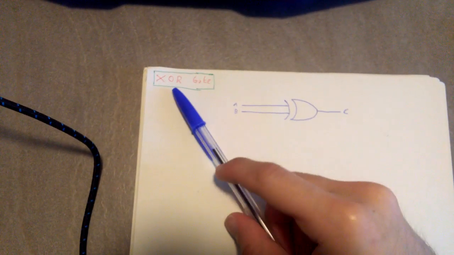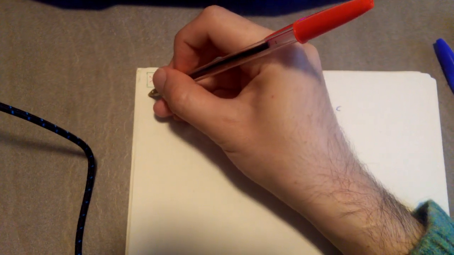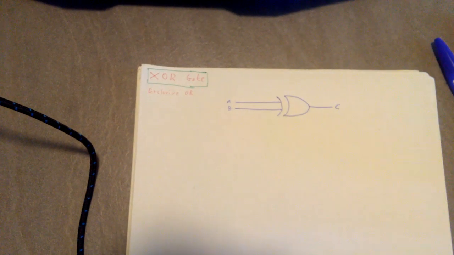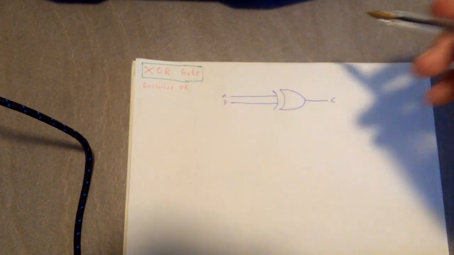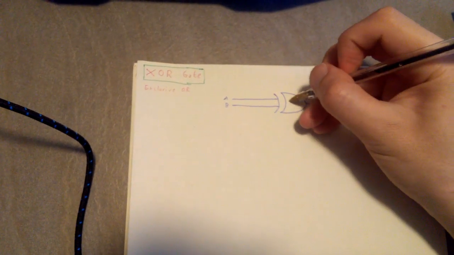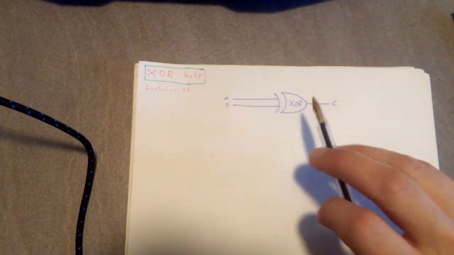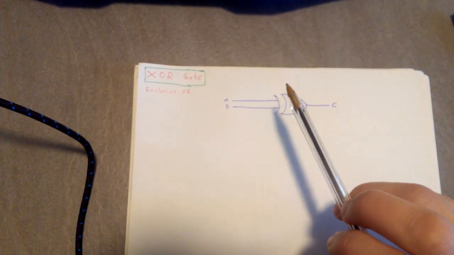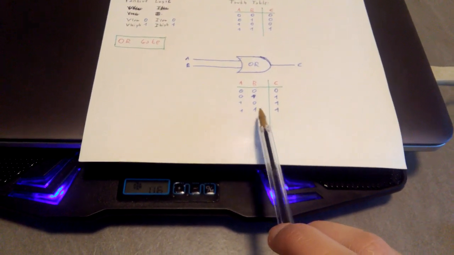Why do we call this one XOR? Well, XOR literally just means exclusive OR, which is pretty straightforward. It basically says, okay, this is just like the OR gate, except for the fact that it's exclusive, so it doesn't include the case in which both the inputs are 1.